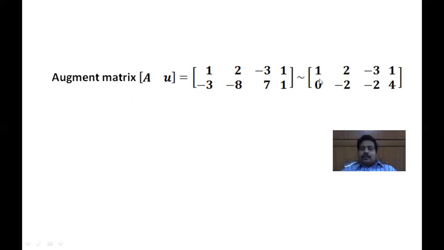Then we will get 0 here, and minus 8 plus 6 is minus 2, and 7 plus minus 9 is minus 2, 1 plus 3 is 4. So this is the second row. First row is kept as this.